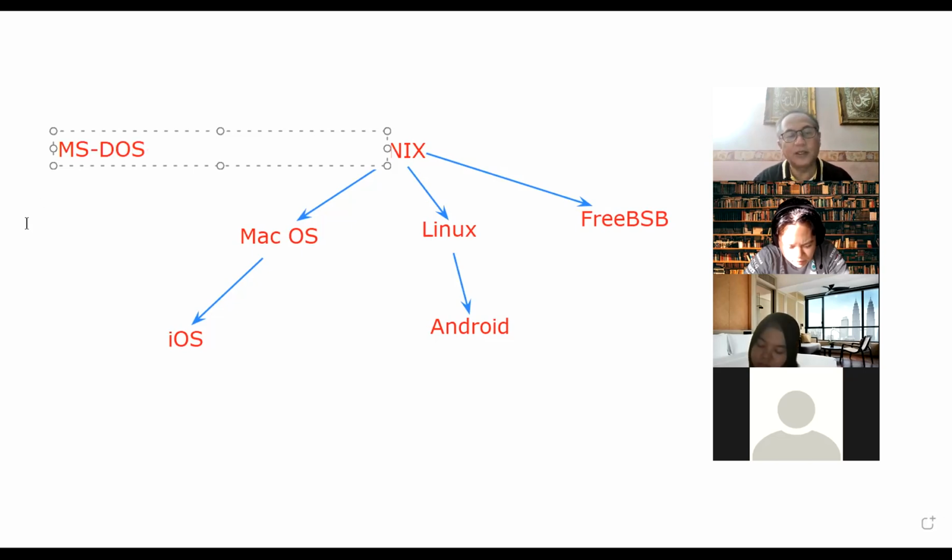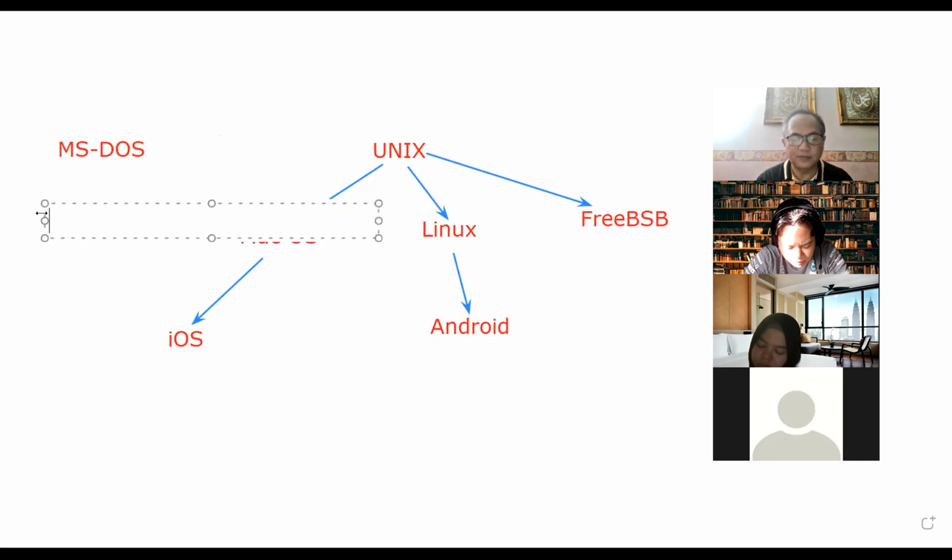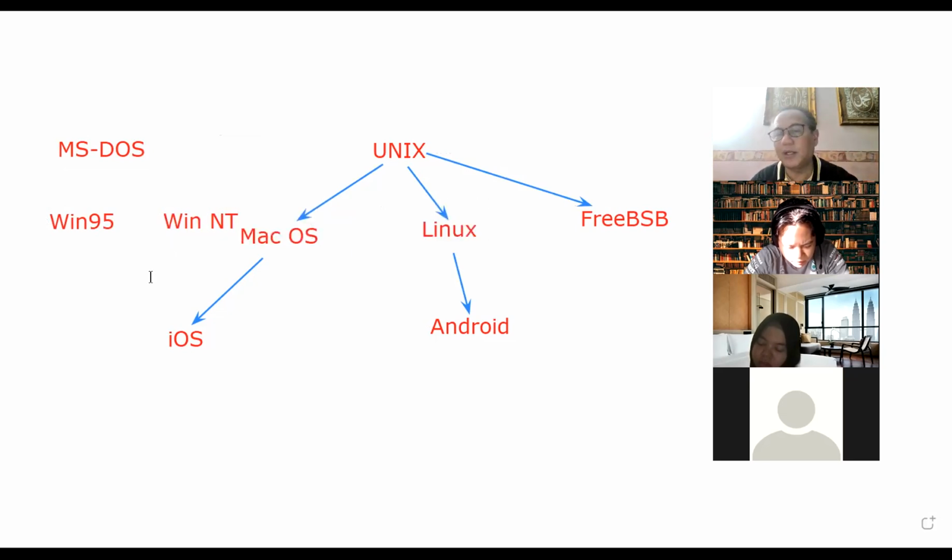MS-DOS, and then we have here Win95. Until today, we have Win95, and then WinNT, and then from WinNT, today we have Windows 7, Windows 10, and so on. So before this period, every computer producer developed their own operating system.